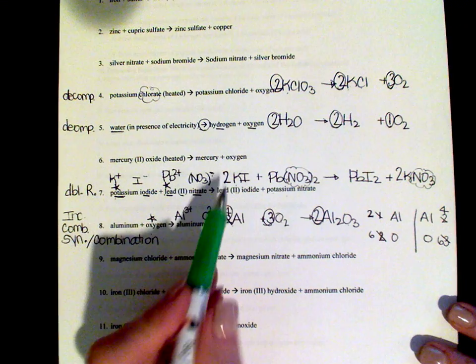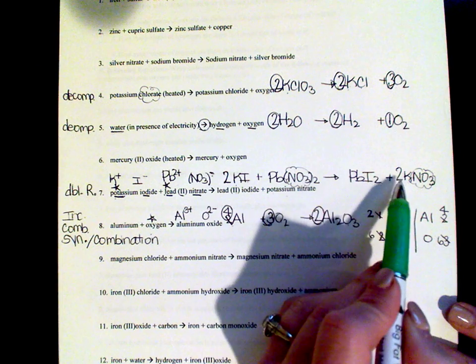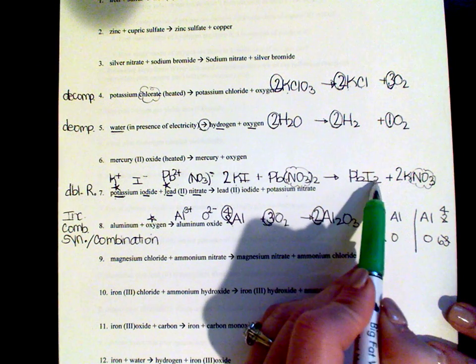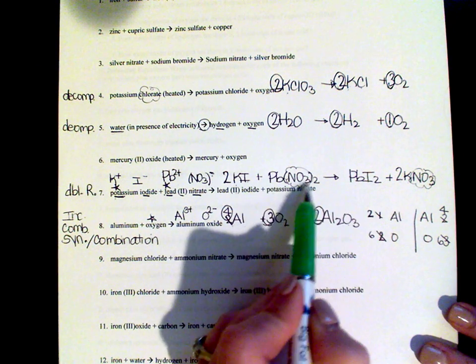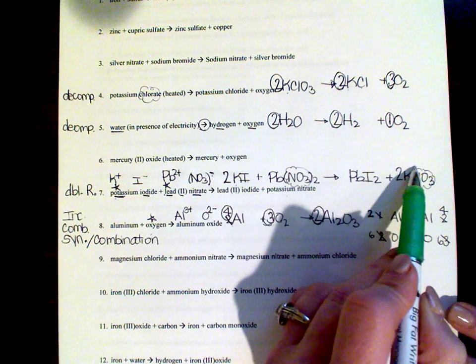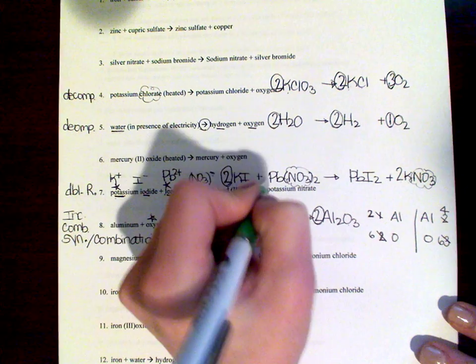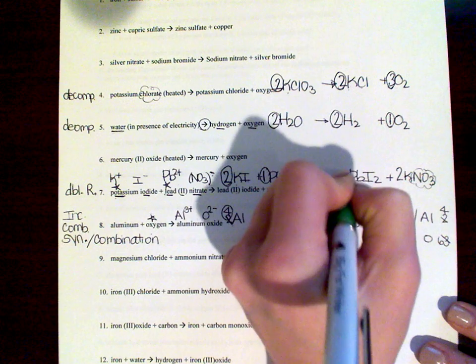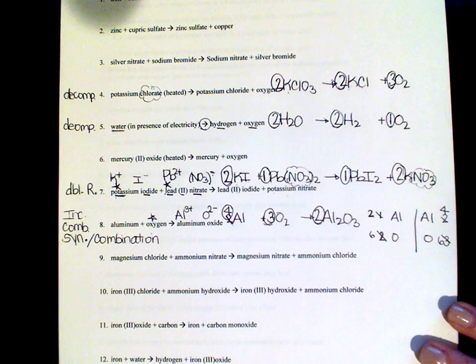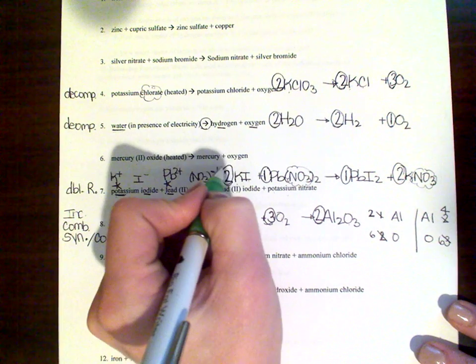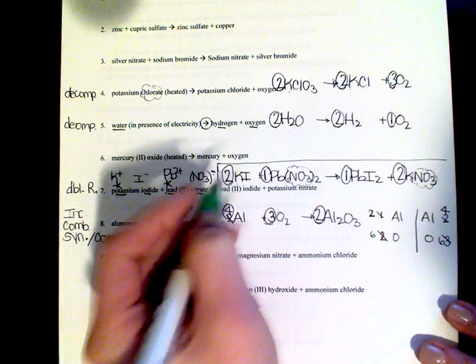side. So now I have 2 K's, 2 I's, 2 K's, 2 I's, 1 Pb, 1 Pb, 2 NO3s, and 2 NO3s. So my coefficients are 2, 1, 1, and 2. And this is again a double replacement reaction there. So I'm going to block that off so you guys can see it a little bit better.